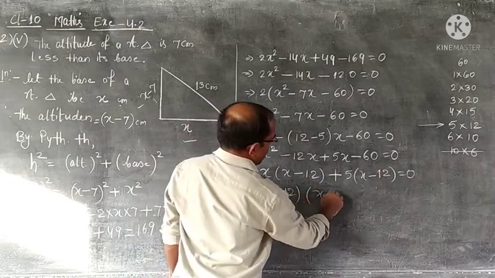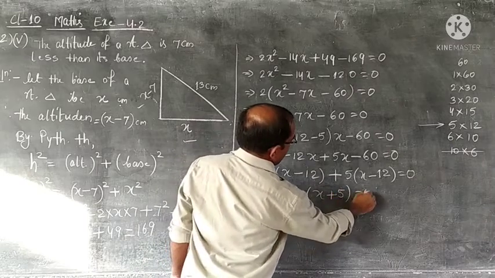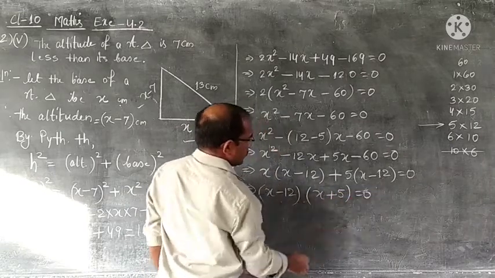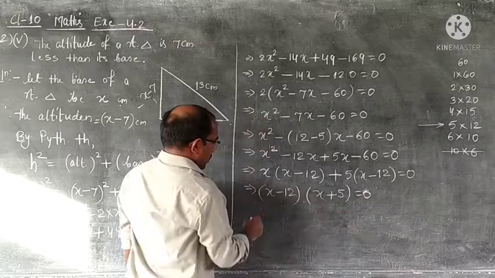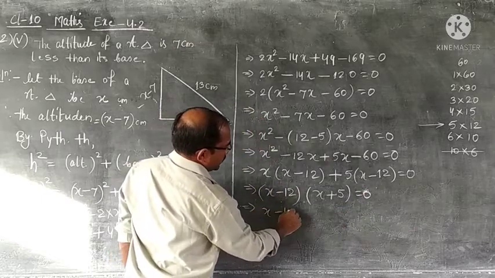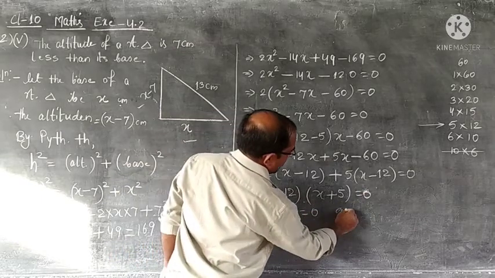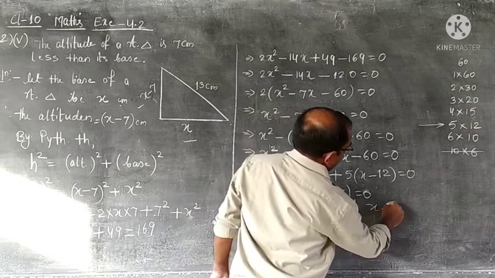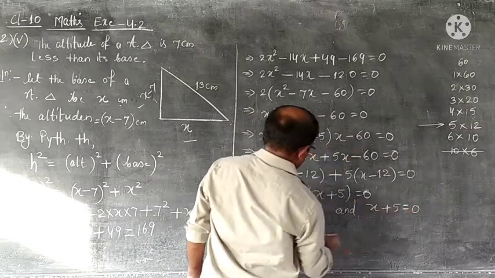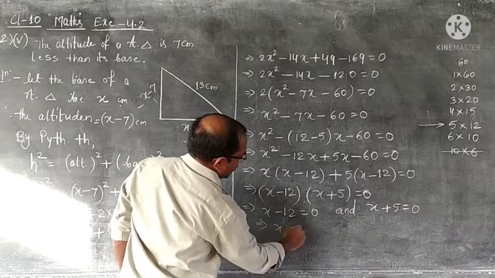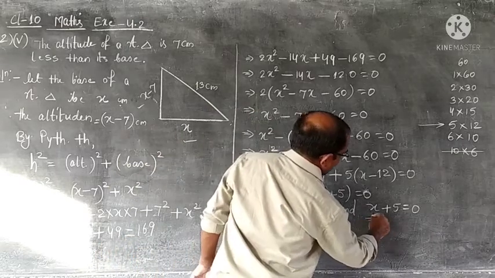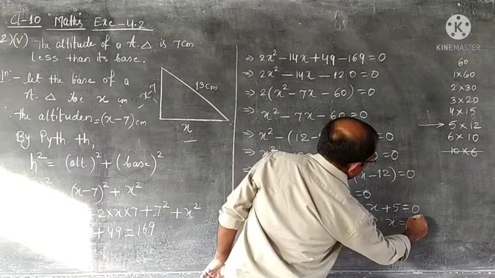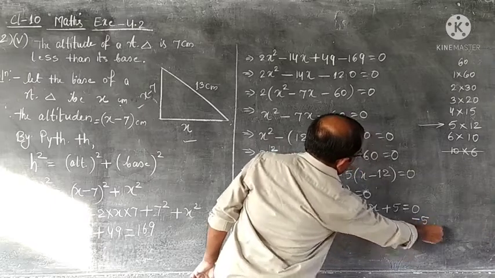x plus 5 is equal to 0 and x minus 12 is equal to 0. Separate the terms. x minus 12 is equal to 0, and x plus 5 is equal to 0. We get x is equal to 12, and another value, another root, x is minus 5.